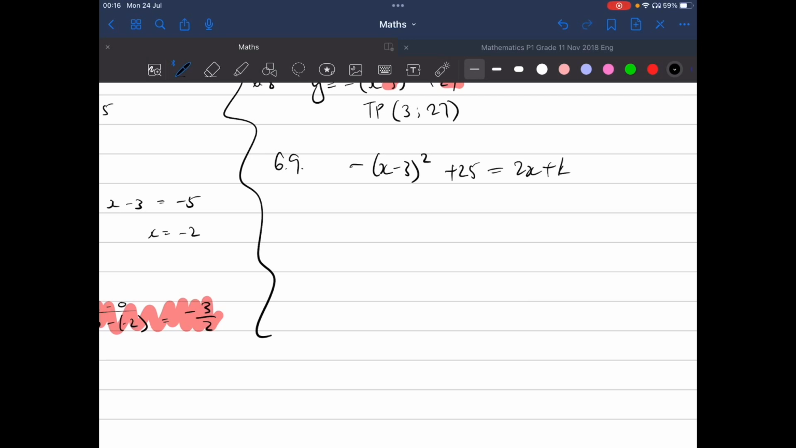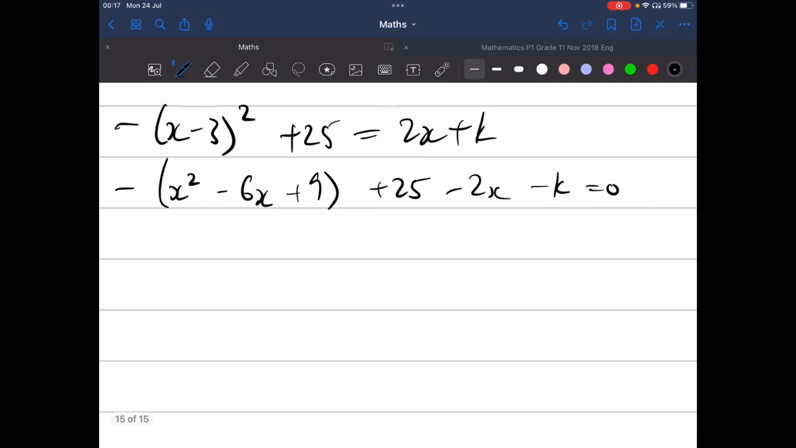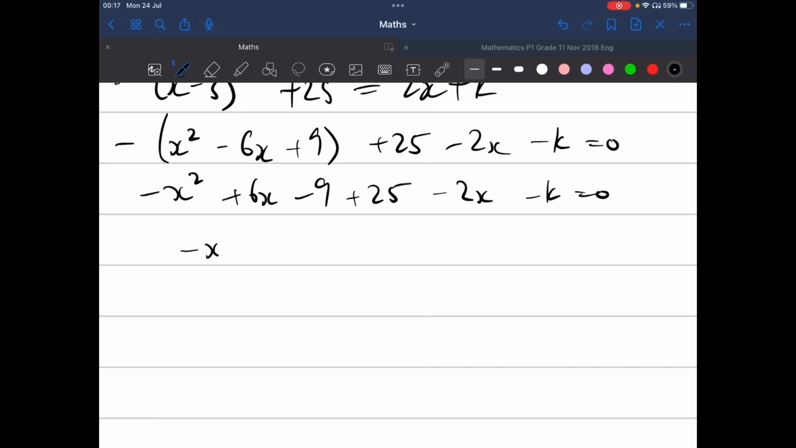2x plus k. Okay, let's square our binomial here. So x squared minus 6x, because I multiply them, so that gives me minus 3x, and then I double it, so minus 6x plus 9 plus 25, and then I'll bring these terms to this side. So minus 2x minus k equals 0. Okay, so this gives me minus x squared plus 6x minus 9 plus 25 minus 2x minus k equals 0. Let me group my like terms and add them.